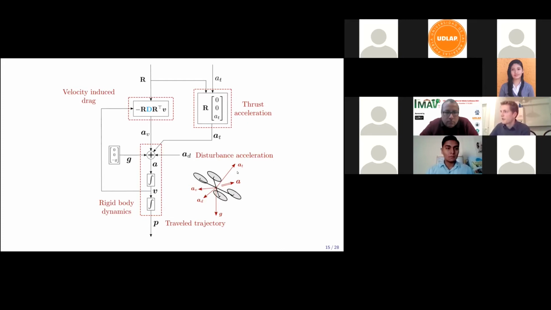The first one is a thrust acceleration, which we assume to be parallel to the z-axis of the drone's body. We have gravity working downwards. We have the velocity induced drag, which follows the RDRV model, like I said before, so we loop back the velocity. And then lastly we have a disturbance acceleration, which captures everything that's not in the others. So that's also model imperfections, wind disturbance, which we haven't modeled so far, but later on an estimator could, for example, estimate this disturbance. So adding these together, we get an acceleration, integrating twice to get a velocity and position.